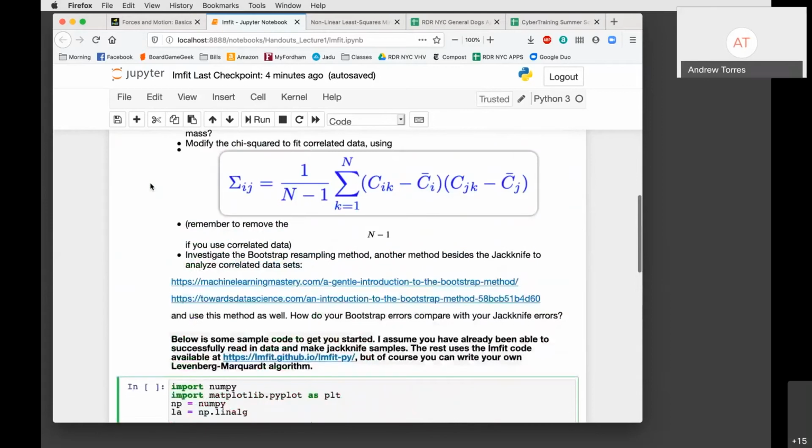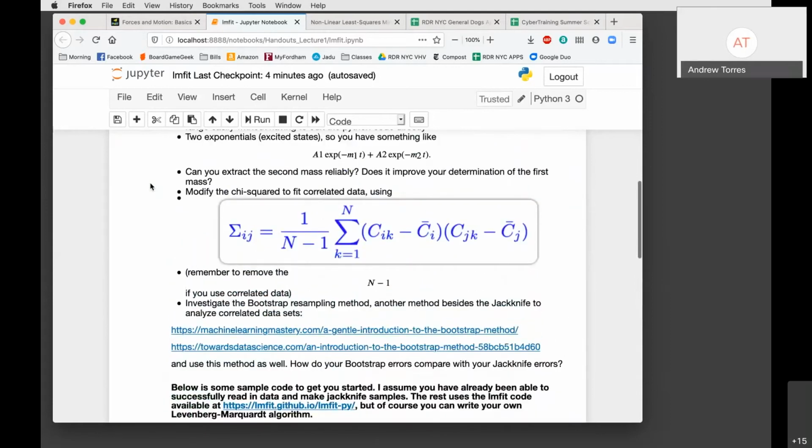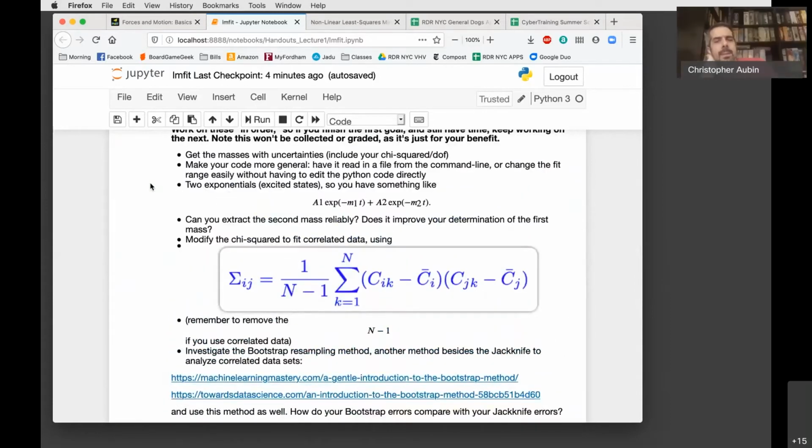Also, a couple of comments while you're all just working away. The easy stuff to change in the code are the first three or four goals. The two exponential fit, adding that is fairly straightforward. General read-in, like some talked about, multiple files and things like that. Those are all the more straightforward things.